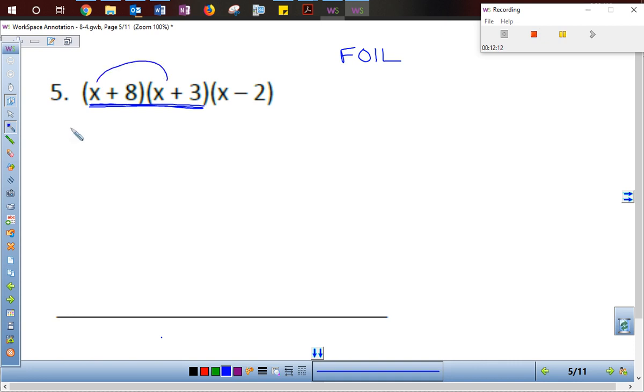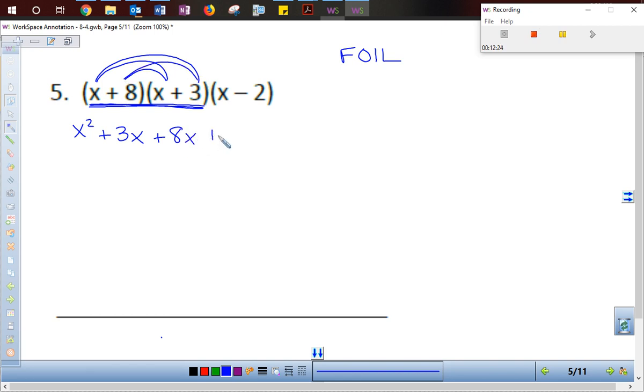So my first two terms give me x squared. Outside gives me 3x. Inside gives me 8x. And last gives me 24. Now, before we proceed, we need to make sure we combine like terms and simplify this. That gives me x squared plus 11x plus 24. So when I FOILed these two binomials, I ended up with x squared plus 11x plus 24. But I'm not done. That's not all I can do. I still need to handle this guy.